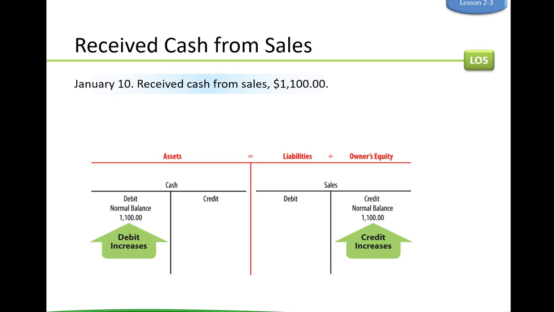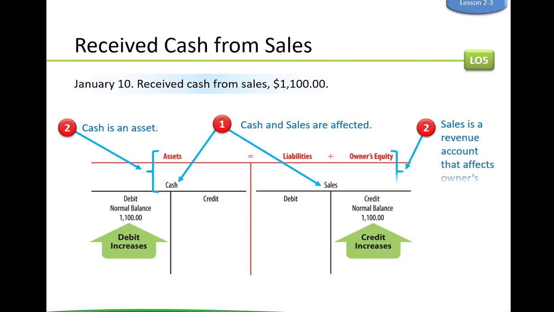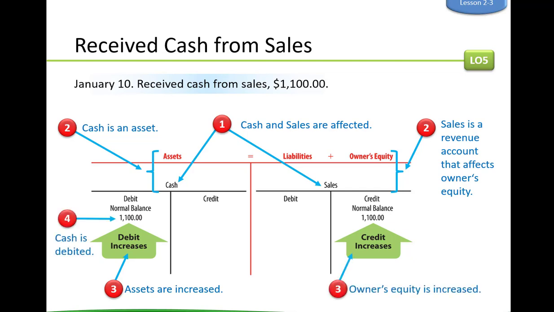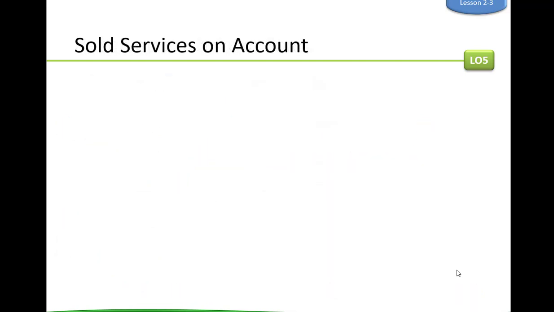If we receive cash, we're going to debit cash because it's coming in. That's a positive for that asset. And sales is also going to increase on the credit side because that's the normal balance side for sales. Sales is a revenue account, and it's under the owner's equity side of types of accounts. Revenue and expenses all fit under owner's equity. They're all housed in this bubble. The sale was credited because that's the side we increase.